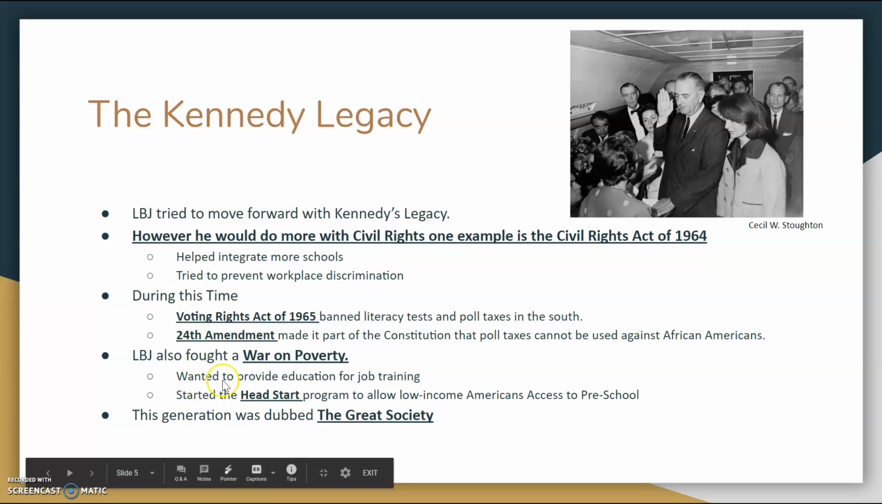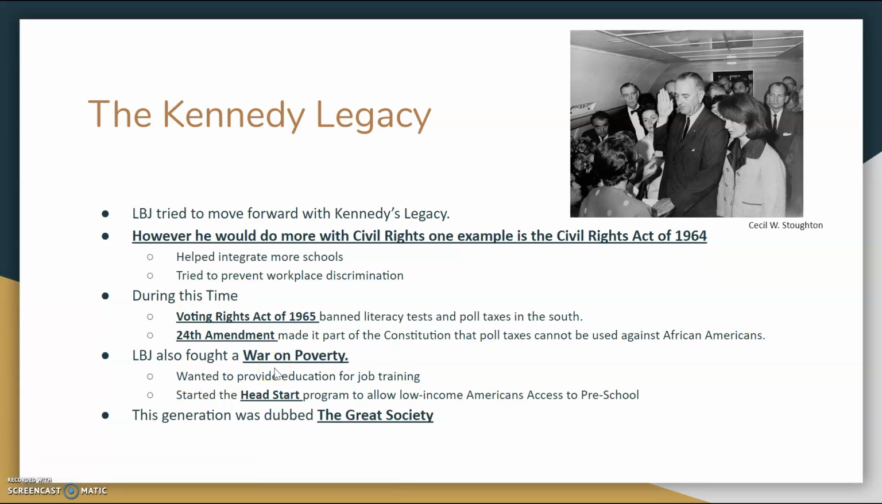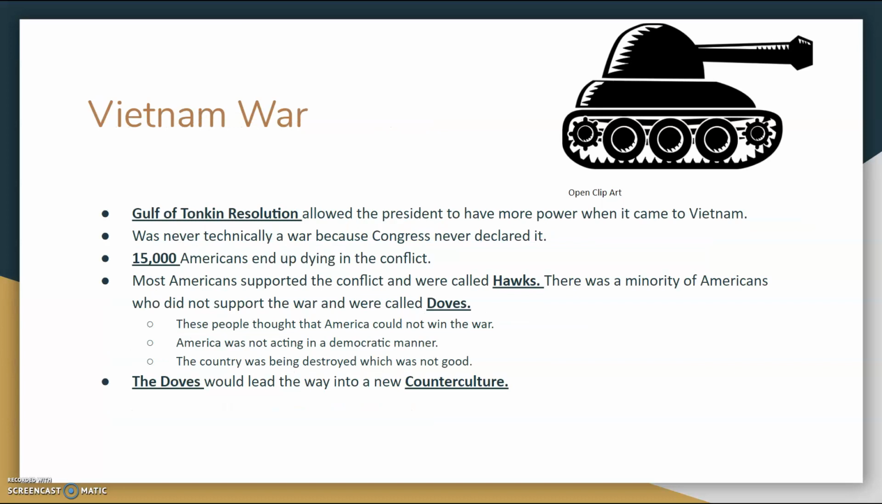LBJ also helped against people who were in poverty. He fought what was called a war on poverty. The big things he wanted to provide was education, so people could get job training and then be qualified for trades. And secondly, he understood the importance of preschool programs, so he started the Head Start program, which still is around today, that allowed low-income Americans to access preschool. And this was a time of relative success, and he dubbed that generation the Great Society.